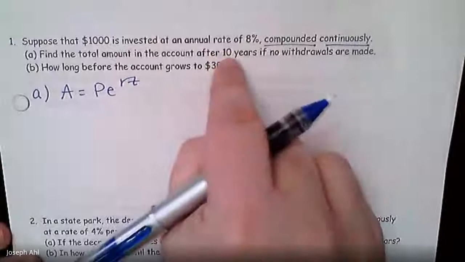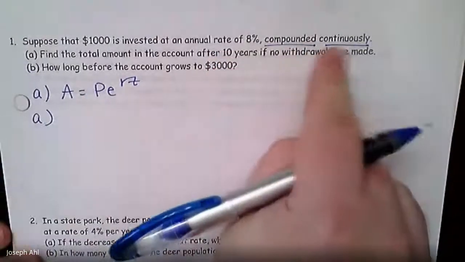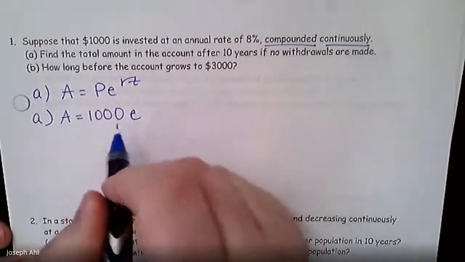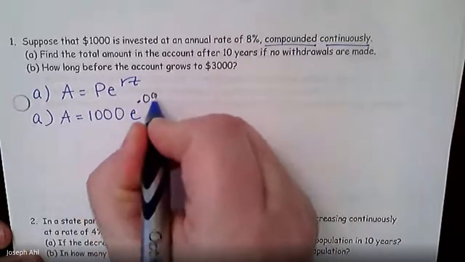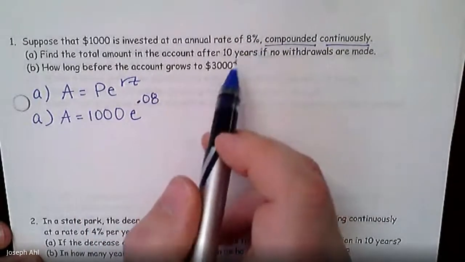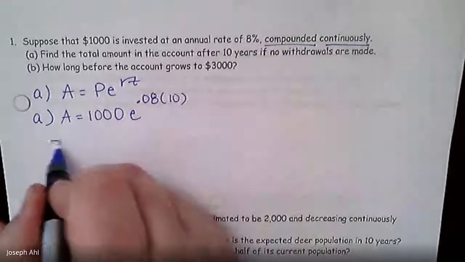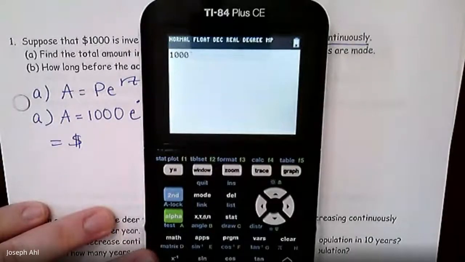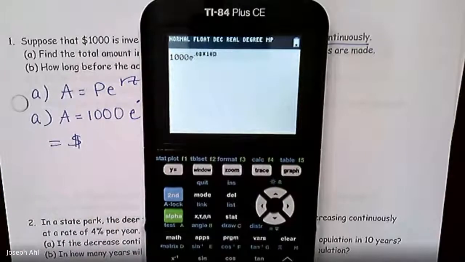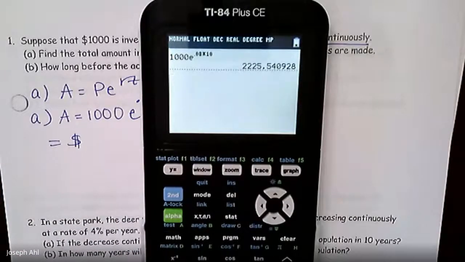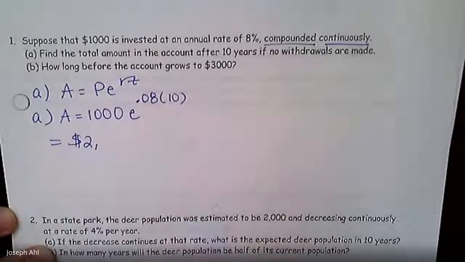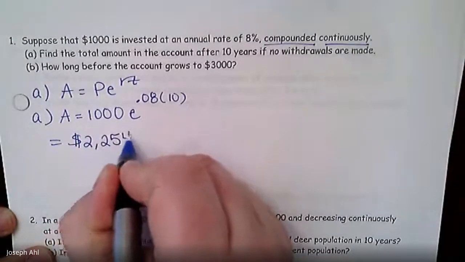Okay, so find the amount in the account after 10 years if no withdrawals are made. If it's compounded continuously, we're going to plug in that the initial investment's 1,000 times the base e to the rate of 8%. Please make sure you plug in 0.08 there. And then the time is 10 years. That's 10 right here. And this is just going to be something we type into the calculator. So 1,000 times e to the, type in 0.08 times 10 up there. Again, you don't even really have to do much of the math in your head. The calculator will do it for you, $2,225.54.